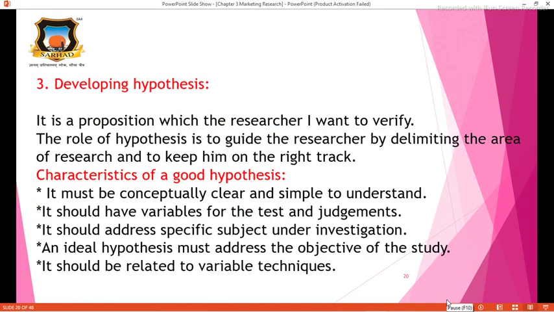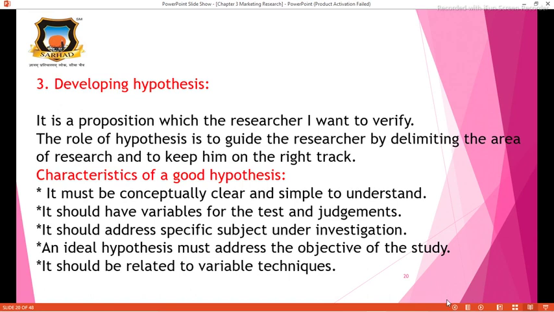The third step is developing the research hypothesis. The hypothesis means the proposition which the researcher wants to verify. The role of the hypothesis is to guide the researcher by delineating the area of research and to keep him on the right track. The hypothesis is an assumption and it is based on a general observation.